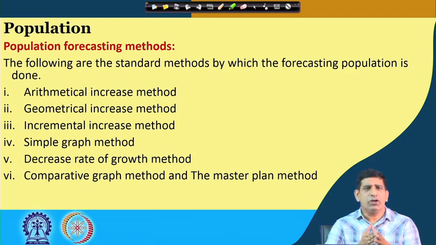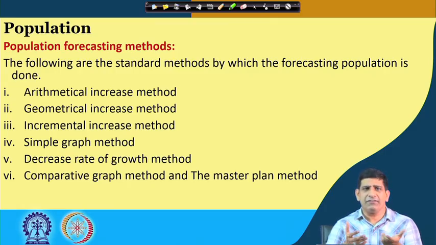In terms of population forecasting methods, there are standard methods you can find in any classical textbook where this topic is discussed. You will find these methods: arithmetical increase, geometrical increase, incremental increase method, simple graph method, decrease rate of growth method, comparative graph method, and the master plan method. So there are different methods out there, and we'll discuss some of these methods as well.